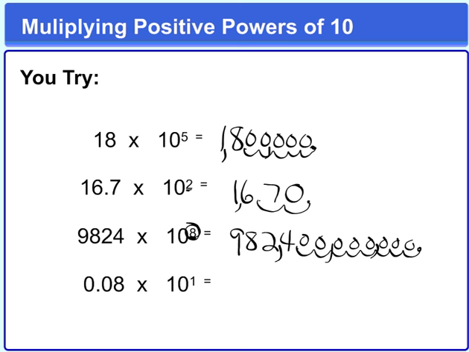And I have 8 hundredths times 10 to the first, which is 10 times. So I only move my decimal place 1, and my new answer is 0.8. Okay, hope you checked yourself on that. See how you did. If you need to, go back through and recheck.